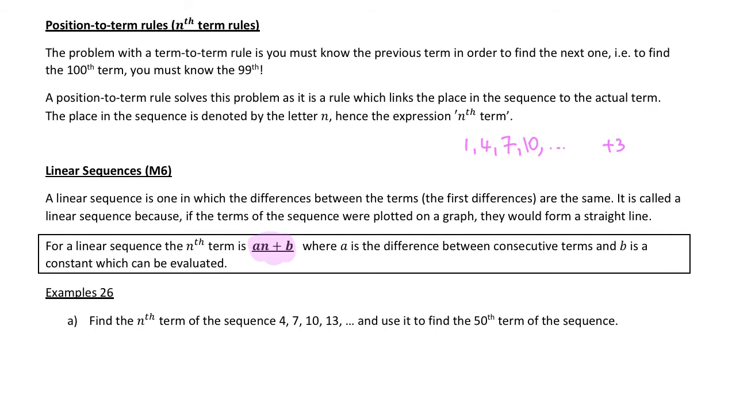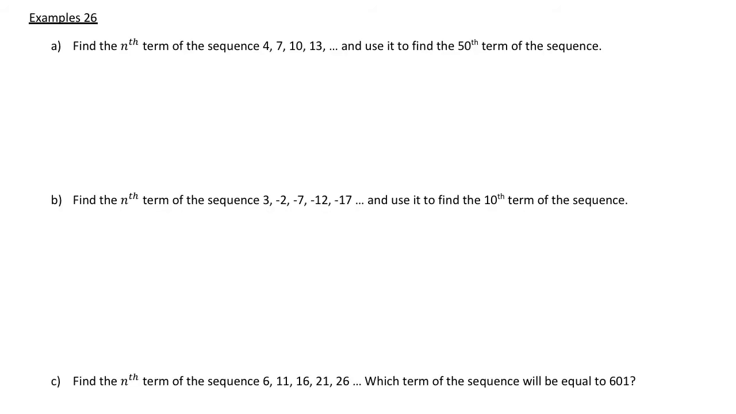So in example 26, the first one is to find the nth term for this sequence. So what we need to do is find the first difference, and between 4 and 7, it's 3. 7 and 10, it's 3. 10 and 13, it's 3. So that means it's going to be of the form 3n plus b. As I say, to work out the b, that's the term before the 4. So if we go back the way, so we've got 13, 10, 7, 4, well, the next term's going to be 1. So that term is your b. So therefore, the nth term of this sequence is 3n plus 1.